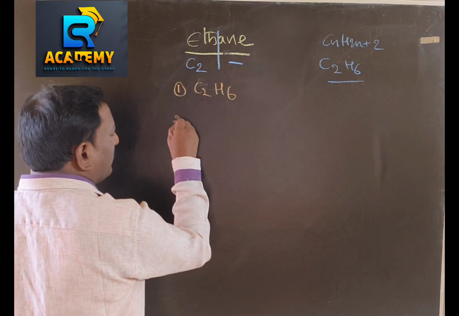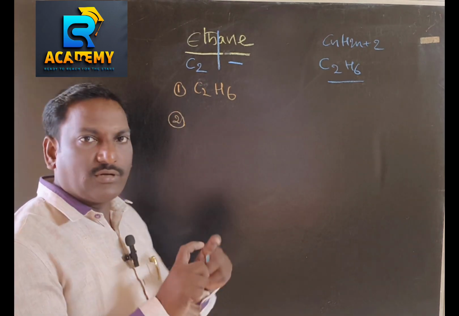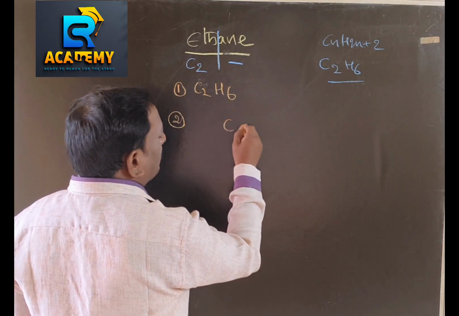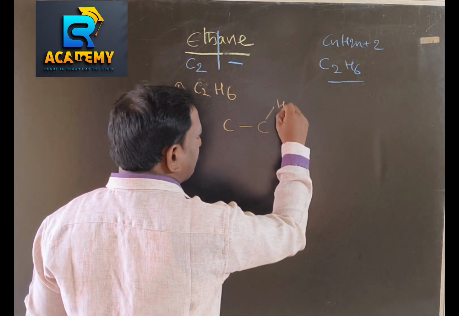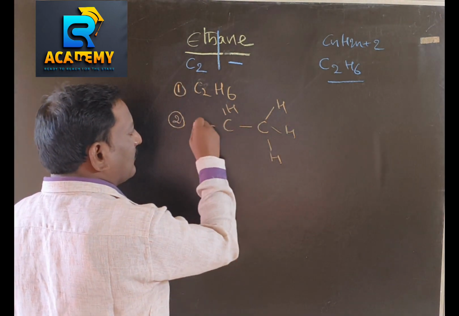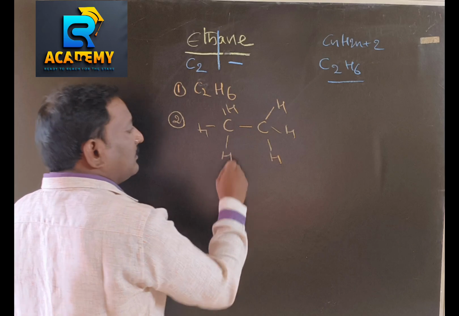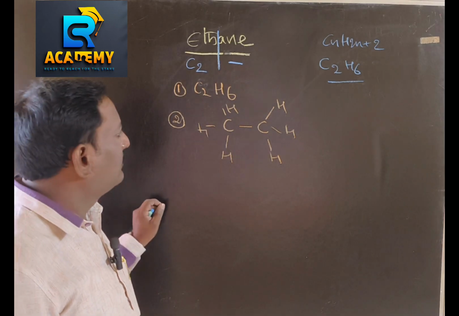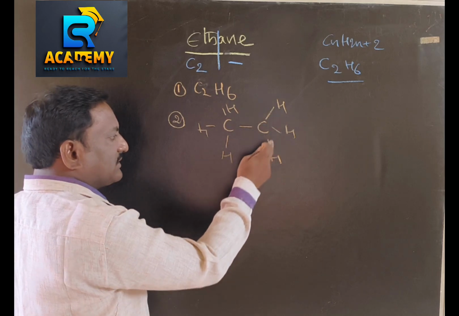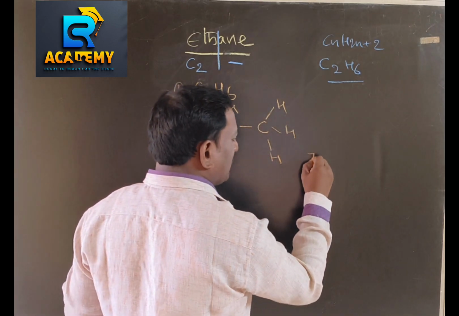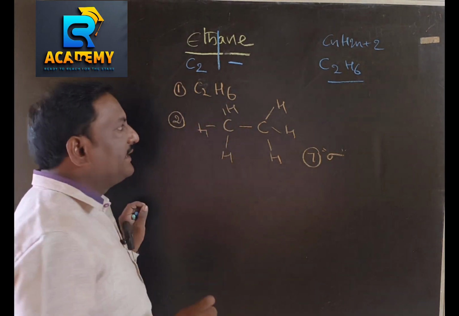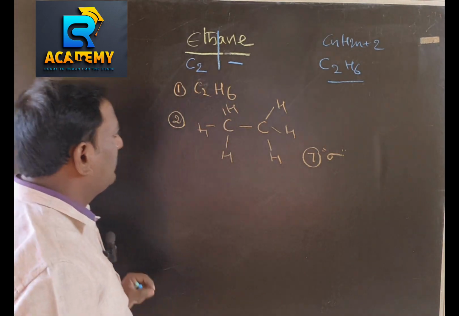If you want to find the number of covalent bonds, we need to draw the detailed structure. C-C. So this is the detailed structure, right? How many covalent bonds? 1, 2, 3, 4, 5, 6, 7. 7 covalent bonds are there. All covalent bonds are sigma bonds. There are no pi bonds, right?